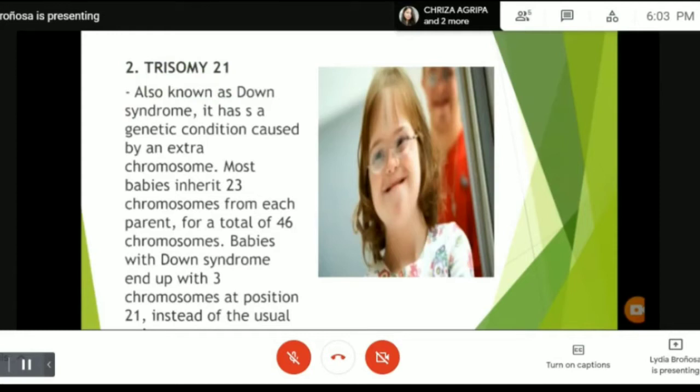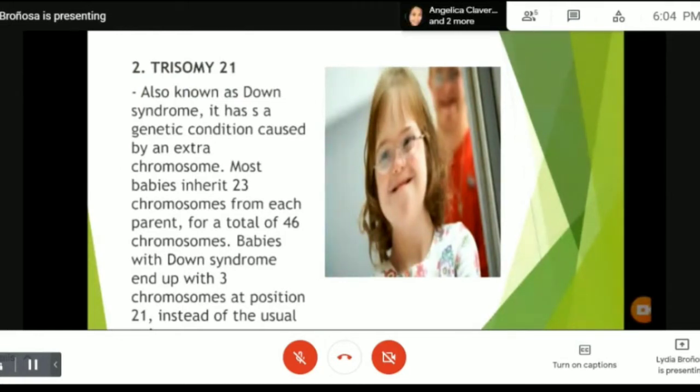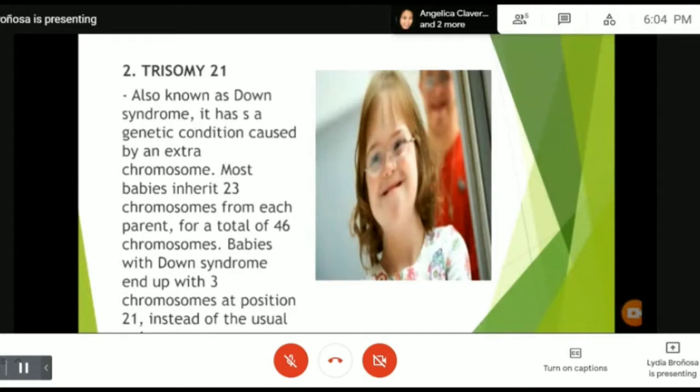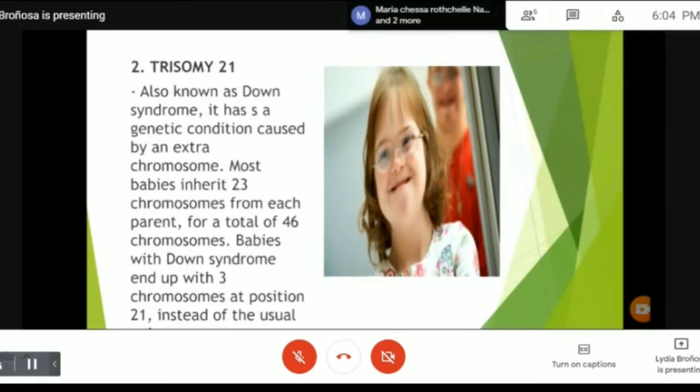So, classmate, as you remember when we were in first year, what is the normal number of chromosomes of a human? Anyone? How many chromosomes? 46, Jack. Okay, very good. 46. Thank you so much, Ate Angelica.